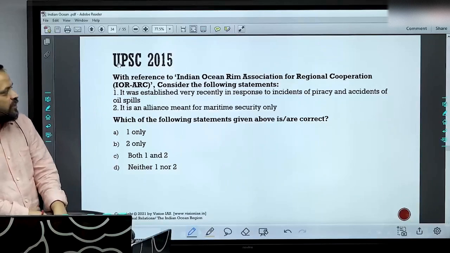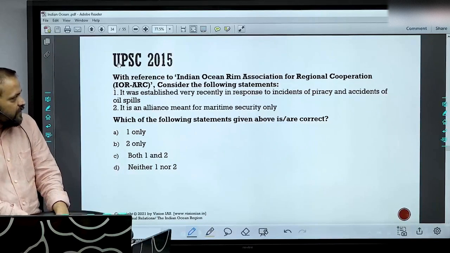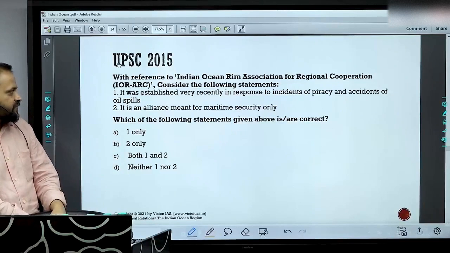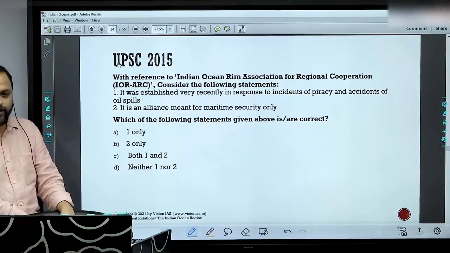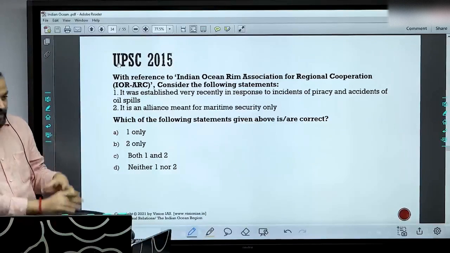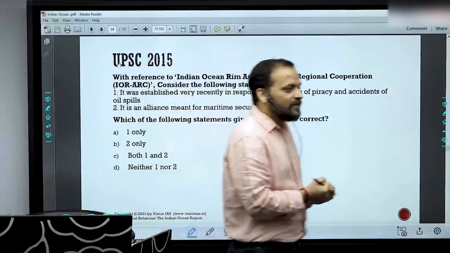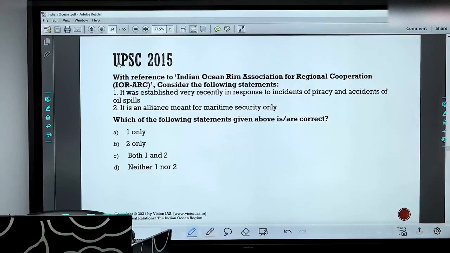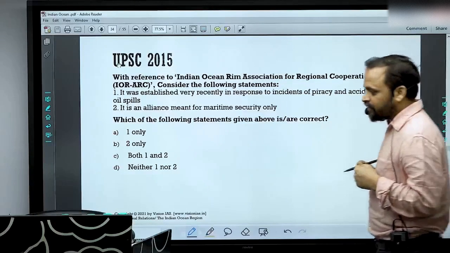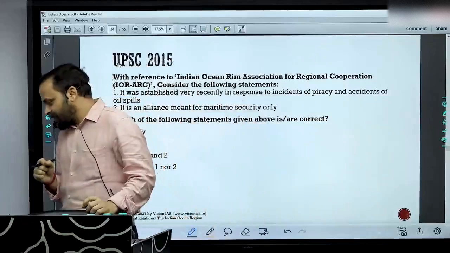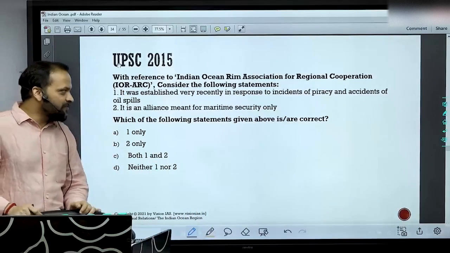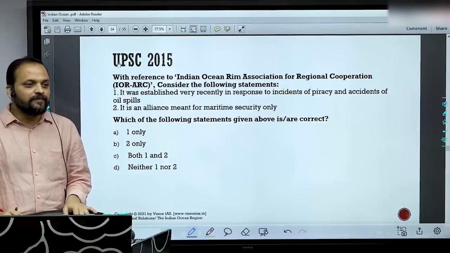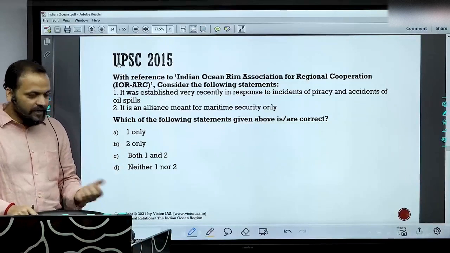With reference to the Indian Ocean Rim Association for Regional Cooperation, consider the following statements. One: It was established very recently in response to incidents of piracy and accidents of oil spills. You were paying attention to very specific information, infographics, everything, right? Like the one I showed you, that it has 25-26 purposes. Pay attention to what UPSC is asking you. One: It was established very recently in response to incidents of piracy and accidents of oil spills. Two: It is an alliance meant for maritime security only. What is the option then? D, neither 1 nor 2.